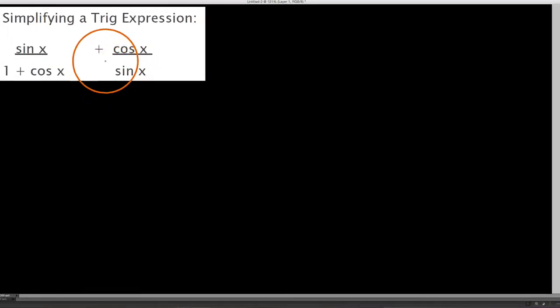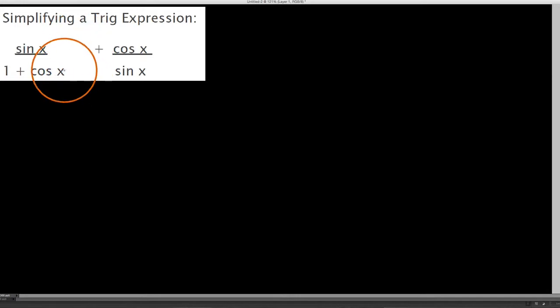This is my fourth video in simplifying trig expressions using fundamental trig identities, and in this video we're going to deal with a situation in which we have some complex fractions. In terms of what we're doing with these two fractions, we're adding them together. And recall that when you add two fractions together, we need a common denominator.